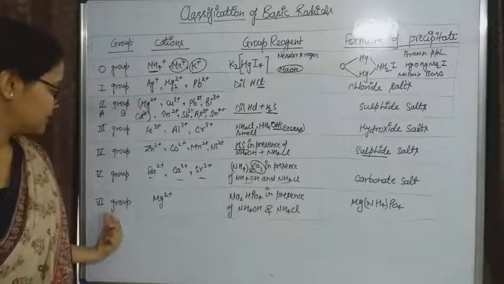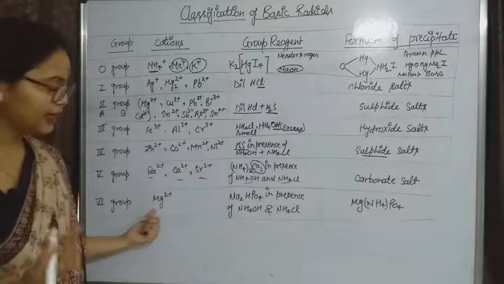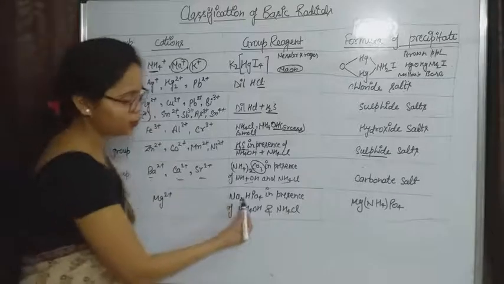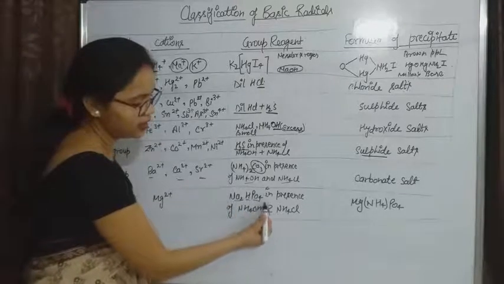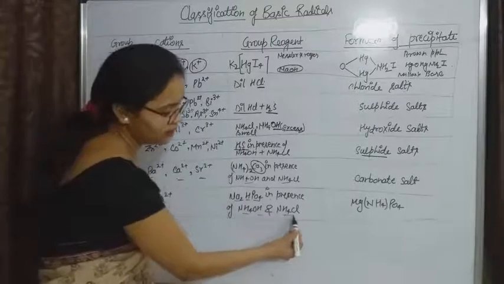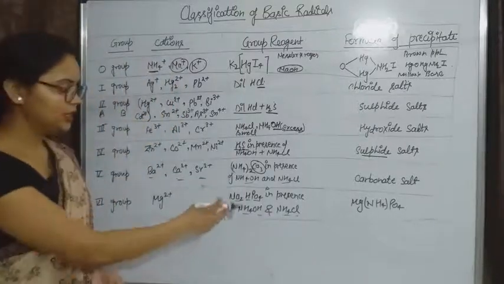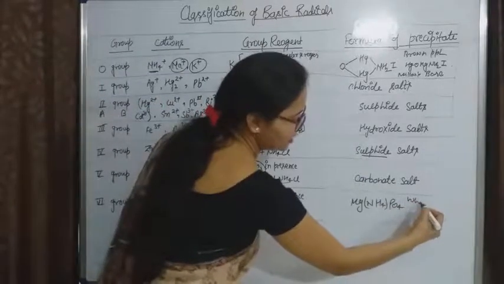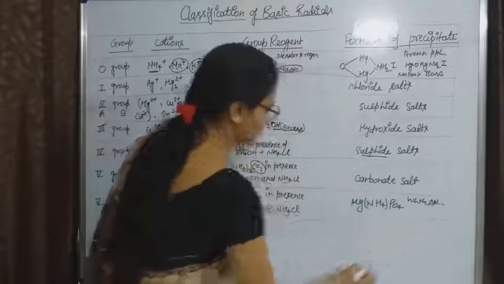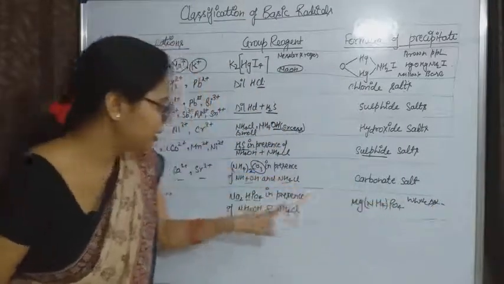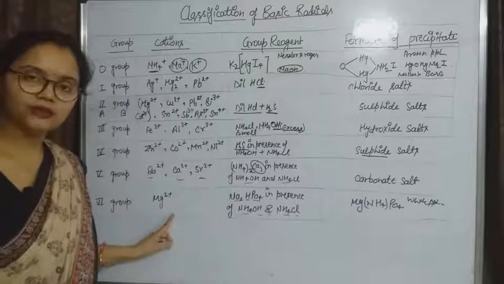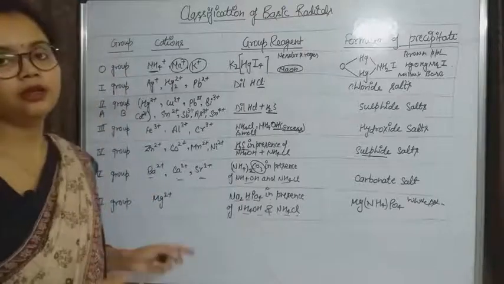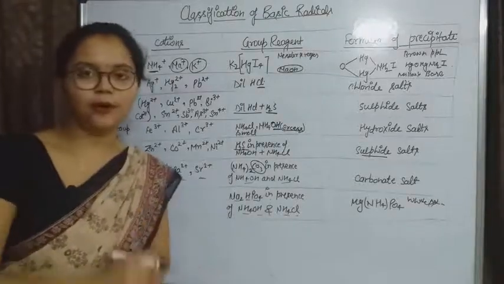Now last group is sixth group. In this group, one cation is present only, Mg2+. For the detection of this cation, you will use sodium hydrogen phosphate in the presence of ammonium hydroxide and ammonium chloride. In this case you will get MgNH4PO4, and the physical state of this compound is white PPT. When you get white PPT after adding these compounds in the given solution, then it will be understood that sixth group will be there in your compound.